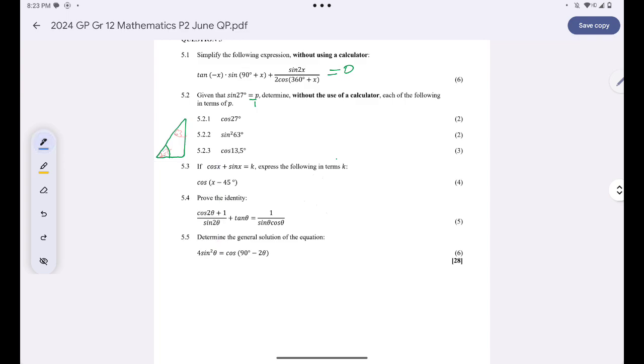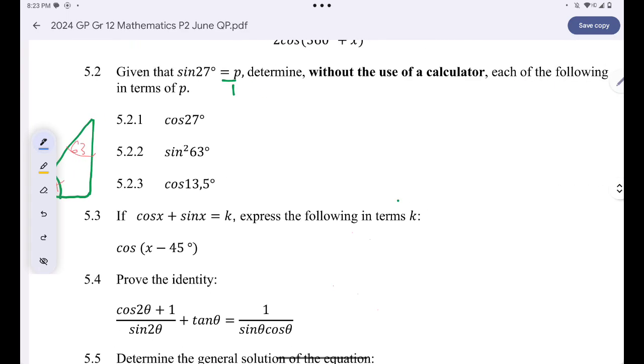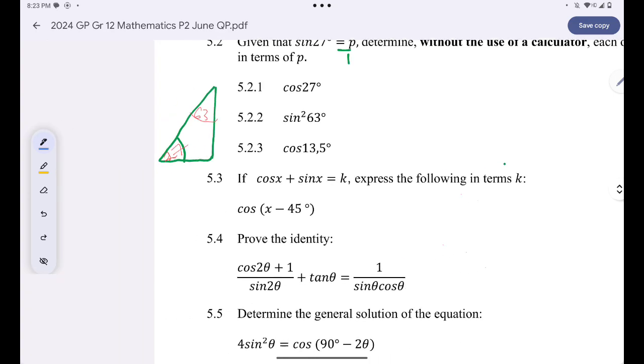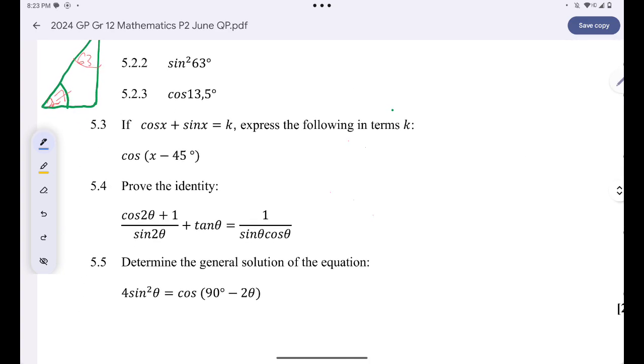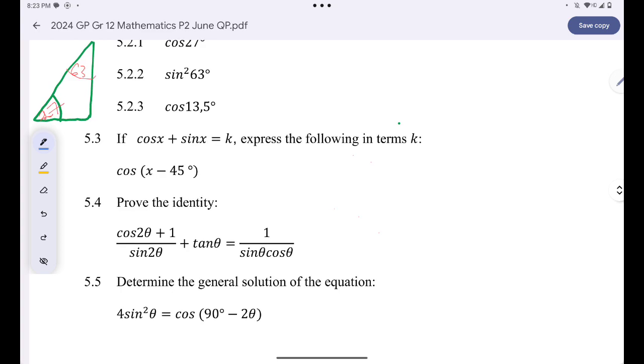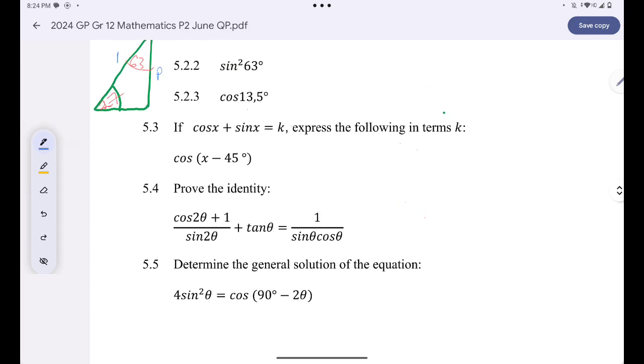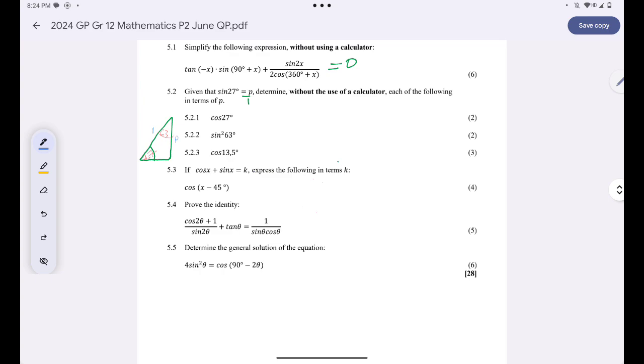Okay, and also I know that the sine of 27, sine is always opposite over hypotenuse. That means this is P and I have 1 here. According to the Pythagoras theorem, the value of x will be the square root of 1 minus P squared, right? So for me to calculate cos 27, I just need to say the square root of 1 minus P squared.